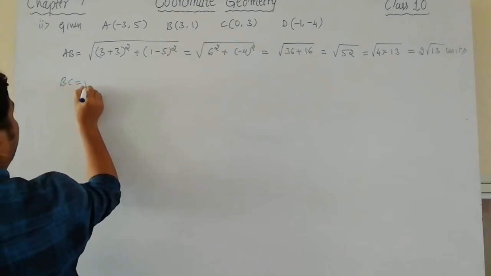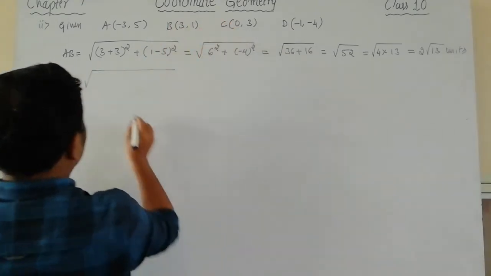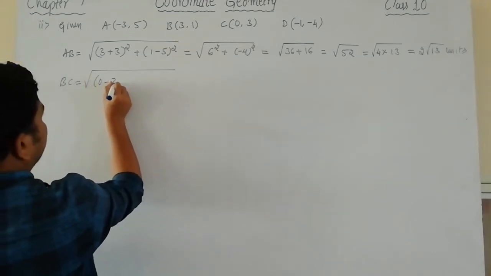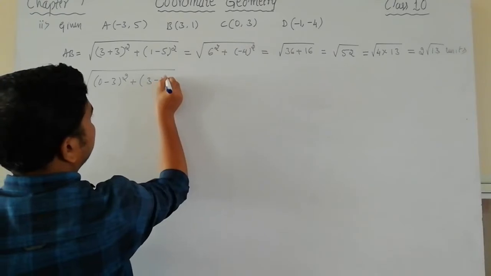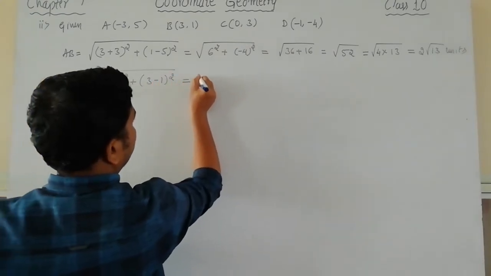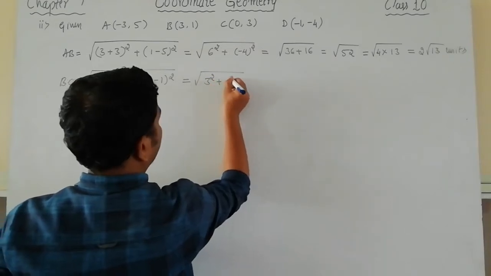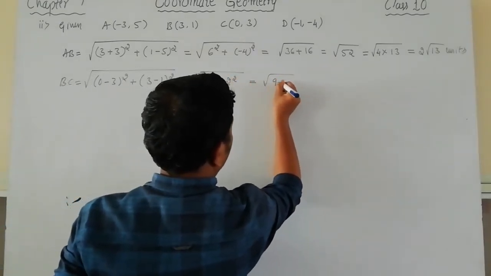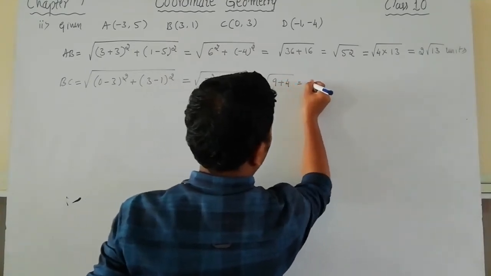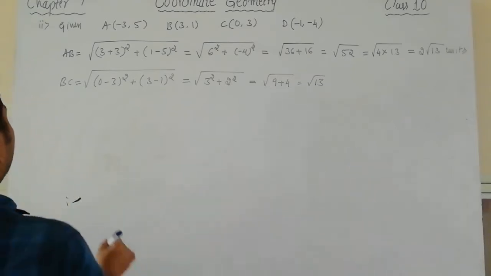So BC is equal to square root of, BC means this one, (0 minus 3) whole square plus (3 minus 1) whole square, which is equal to square root of 3 square plus 2 square, which is equal to square root of 9 plus 4. 9 plus 4 means it will become root 13. Okay, root 13. And now BC is over.